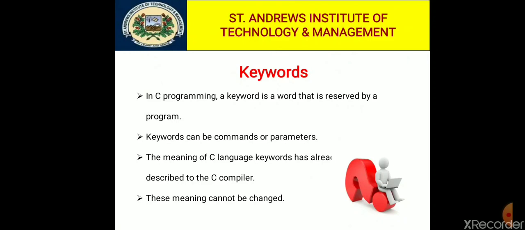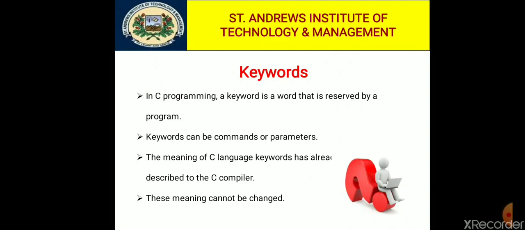Here we discuss about keywords. So what are keywords? In C programming, a keyword is a word that is reserved by a program. In other words, we can say that keywords are predefined, reserved words used in programming that have special meanings to the compiler.